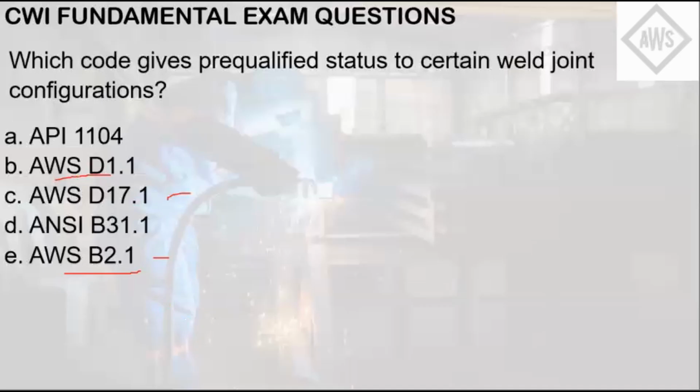AWS D1.1, the welding code for structural steel. AWS D1.1 welding code for structural steel gives pre-qualified status to certain weld configuration and is found in its clause 3. So the answer here is letter B.